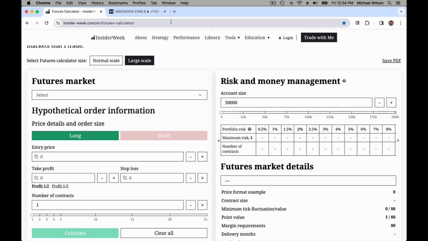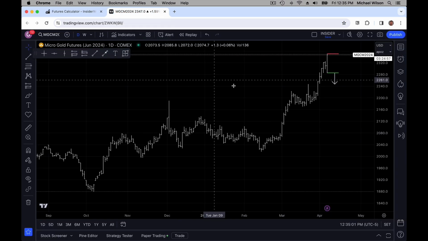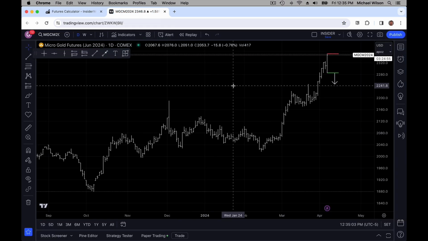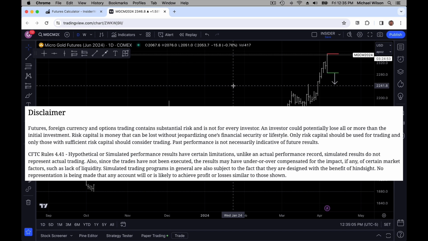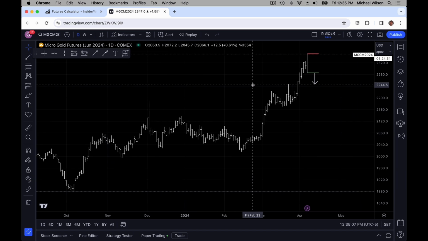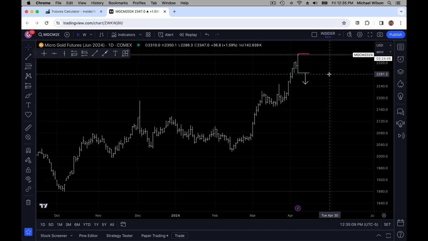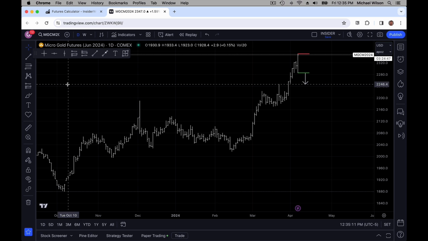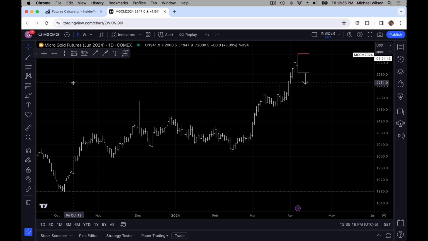The next thing I want to do is go to my trading software, charting software, brokerage, wherever I can get a chart or a location where I'm going to actually make my trade. Now, I already drew a couple lines on here to show you this. This is actually the micro gold futures contract for June of 2024. So I'm interested in taking a position in gold futures. Because of my account size of $50,000, I'm going to be trading the micro gold contracts.